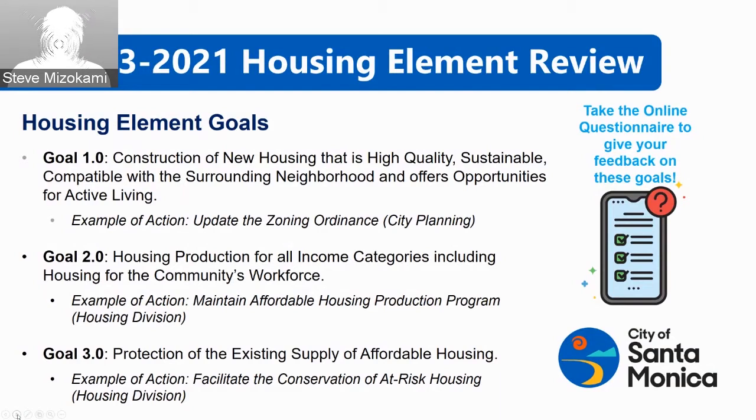Another is maintaining an architectural review process to ensure the quality of our buildings, and also to continue to encourage green building to facilitate sustainable housing.